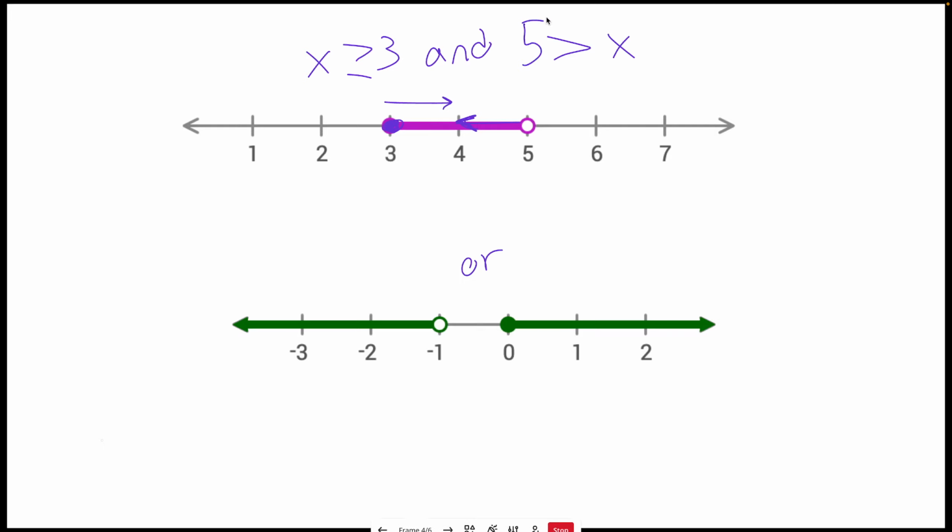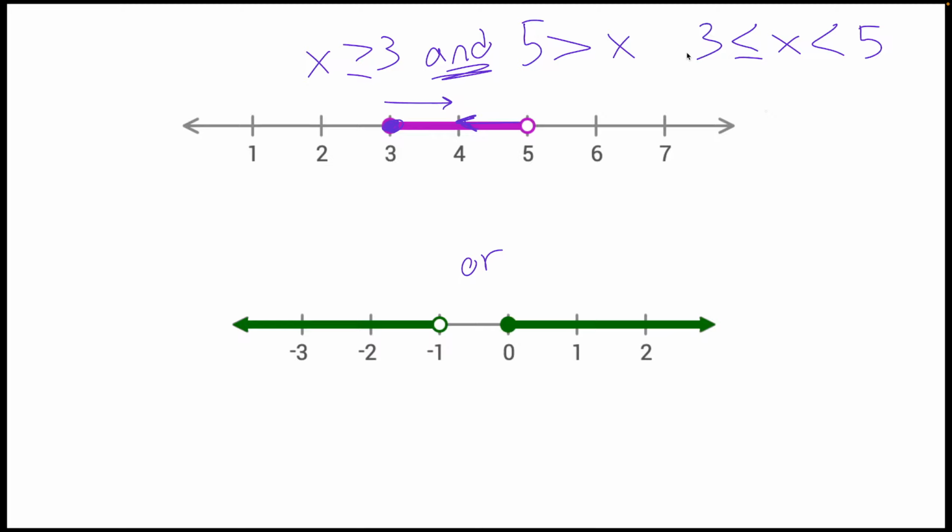And if we put all this together, it would look like this. You could write it with the and, this is fine, but if you want it in one line, we would say x has to be smaller than 5, but greater than or equal to 3. Either of these answers is correct.